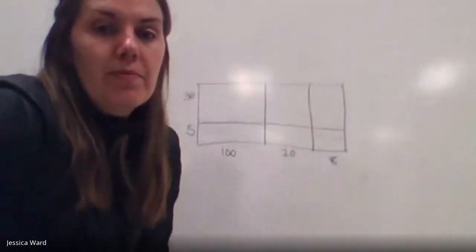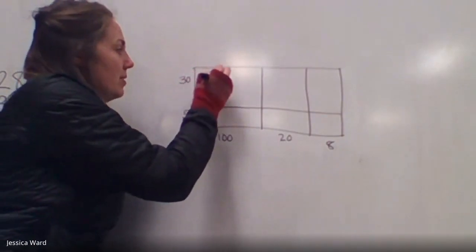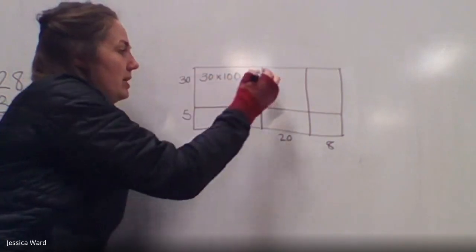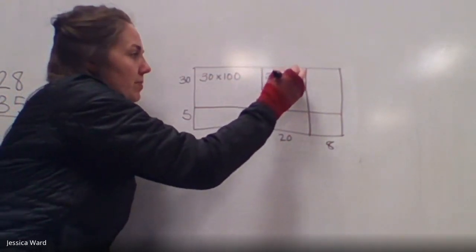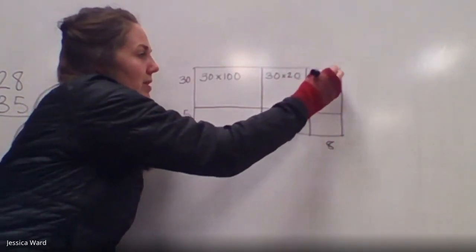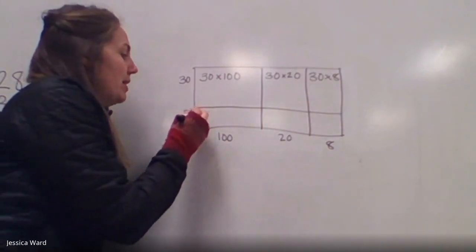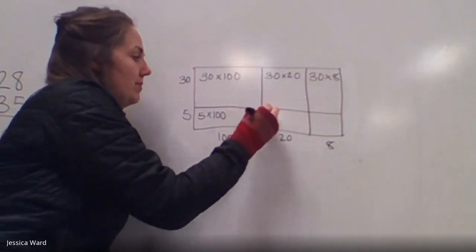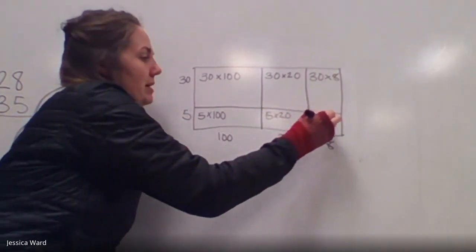So first I would have 30 times 100 in this box. I would have 30 now times 20 in this box. And 30 times 8 in my last box for the top part. Here I'm going to have 5 times 100, 5 times 20, and 5 times 8.